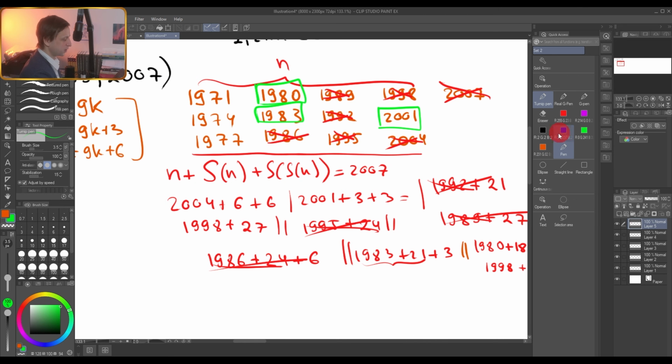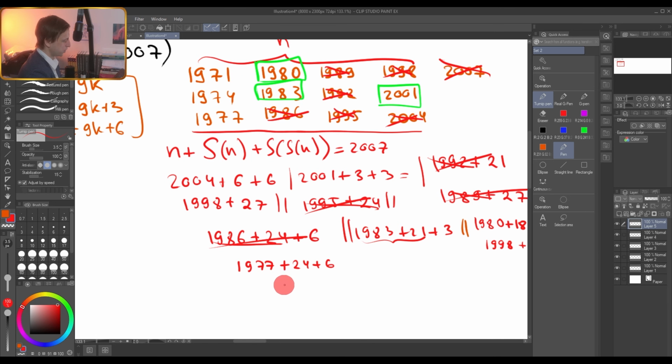Okay, 1977. We have just very few left. So the sum of the digits here is 14 plus 1, 15. 15 plus 9, 24 plus 6. What can we tell about this sum? This sum will be 1990, well, 2001 plus 6. Yeah, it works for us. It works for us again.